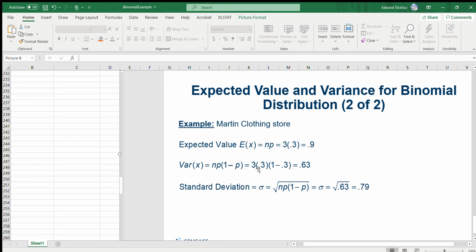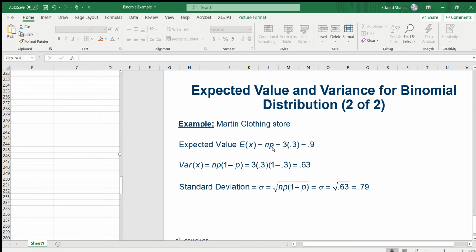The variance would be 0.9 times the opposite, and that's just a formula that mathematicians have derived. And then we find the square root of the variance to get the standard deviation. So those would be the variance and the standard deviation, 0.79 of the expected value. Expected value being 3 successes which has a probability of 0.3.